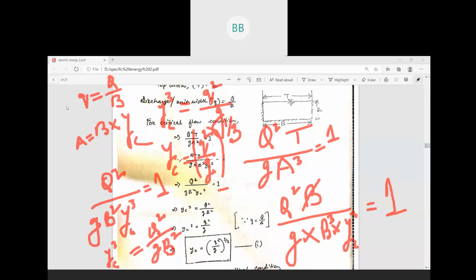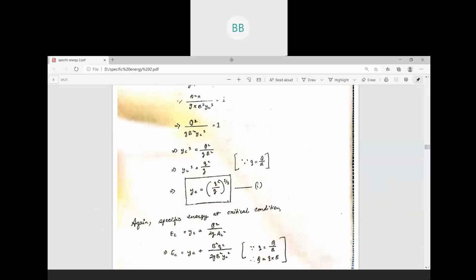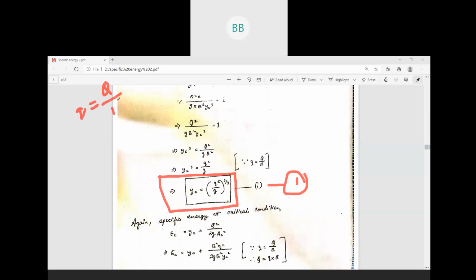So you write down the whole steps. For the critical depth of a rectangular channel, this is the expression: YC is equal to (q square divided by g) to the power 1 by 3, and you consider this as equation 1. So for computation of critical depth of a rectangular channel, if anyone asks you to find it, you are going to use this expression. That small q is nothing but discharge divided by width of the channel.